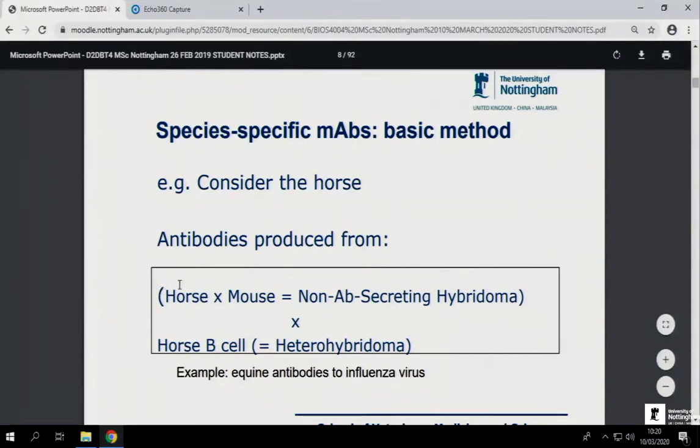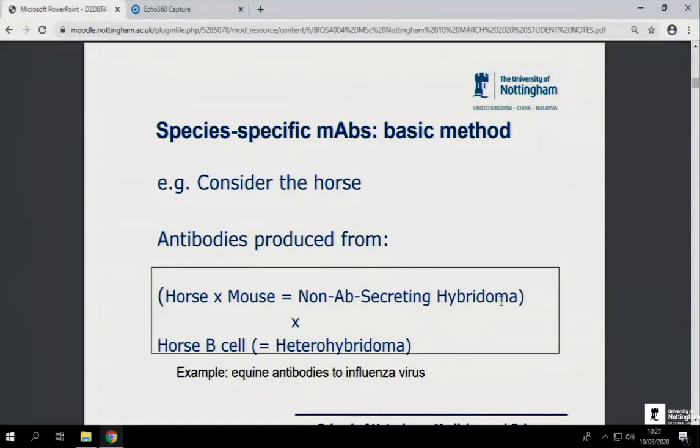So what we did with horses was we took normal horse lymphocytes and fused them to mouse myeloma cells, and you produced then a non-antibody secreting hybridoma. So that grew in culture forever. So that was horse times mouse lymphoma that grew in culture. Then you fuse that to a B cell from a horse, and that becomes a heterohybridoma, and it makes antibody that the horse has seen. And as far as we're concerned, those antibodies are equine, they are horse antibodies, but they are monoclonal, okay?